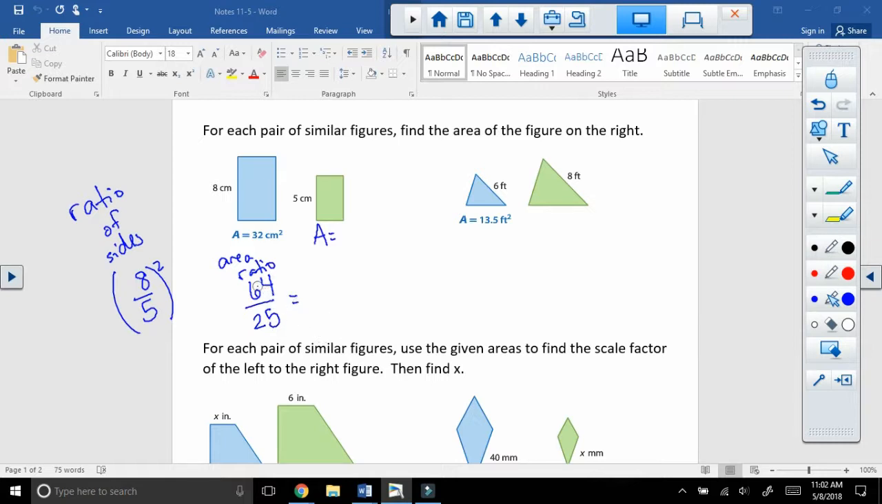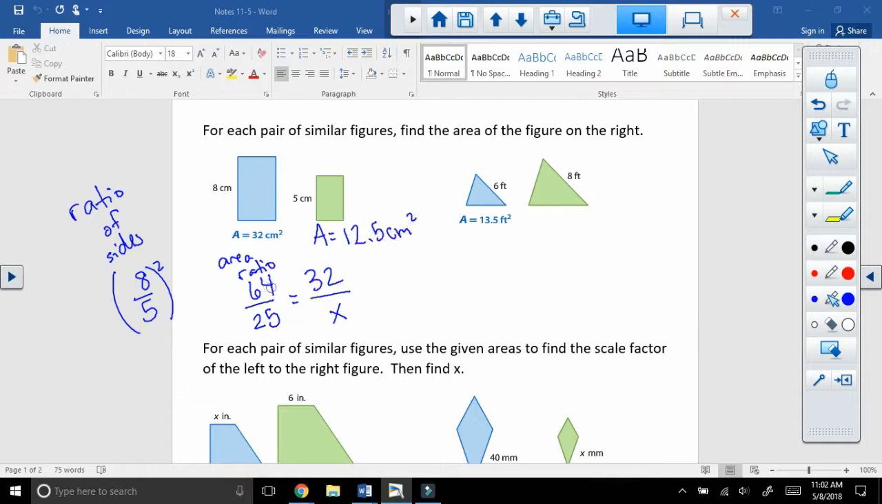So if the ratio of the area is 64 to 25, I'm going to set that up with 32 to x. I just have to square each of those. So when I cross multiply here, you can cross multiply and solve it. Does anyone know without cross multiplying what that would be? Xander? 12.5. How did you get 12.5? Because 32 is half of 64, 12.5 is half.